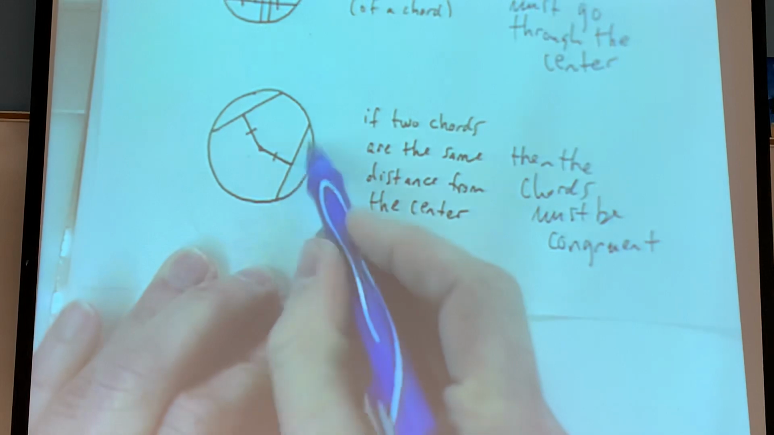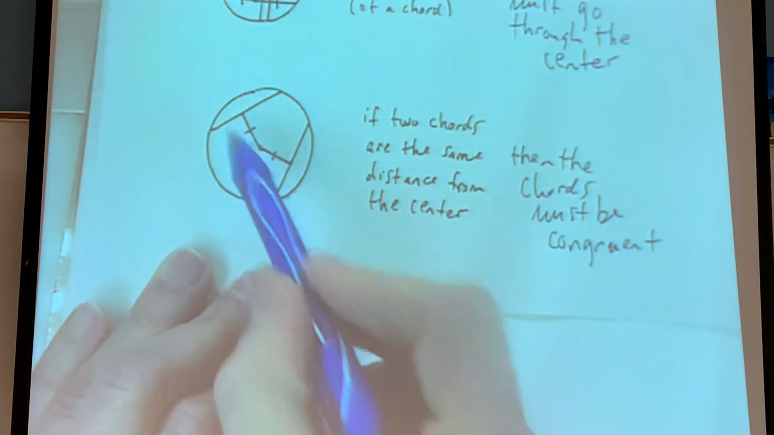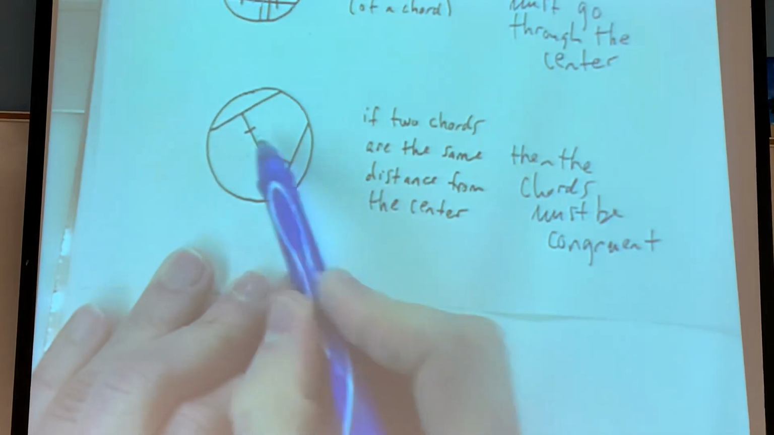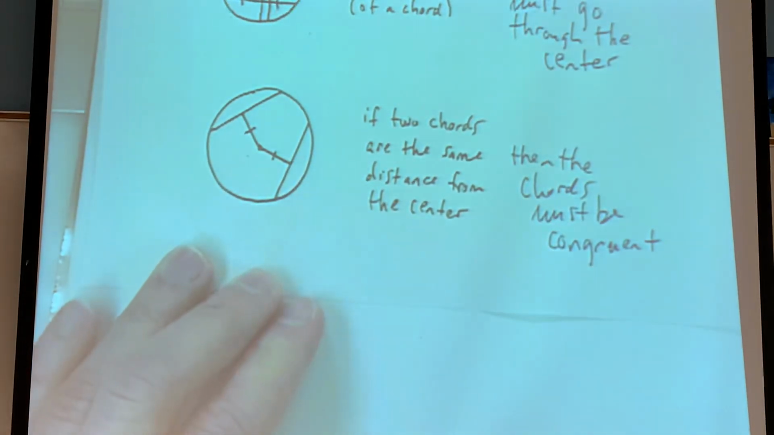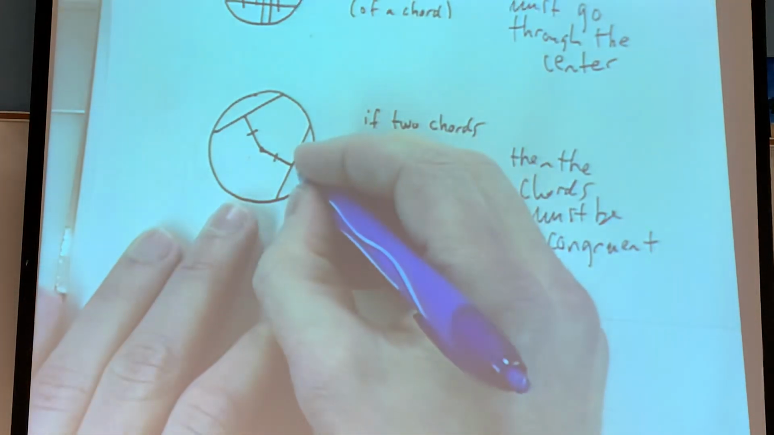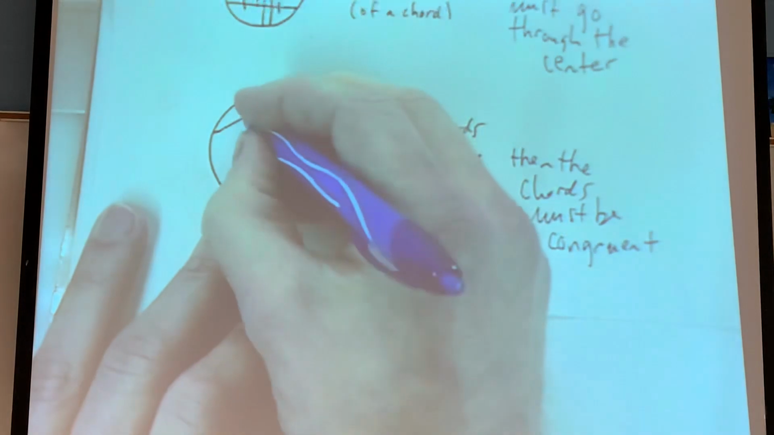So this chord is the same length as this chord. It has to be if they're the same distance from the center, meaning these two are congruent. So let's say this chord was a length of 10, this one would also have to be a length of 10.